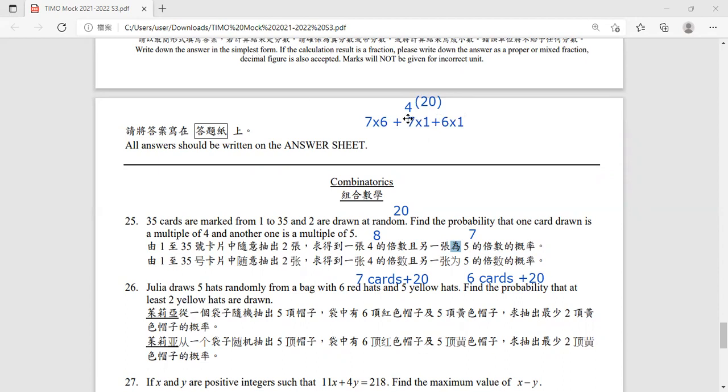The whole thing will be multiplied by 2 because the card can be drawn first or last. And I will divide the whole thing by the number of cards I can draw, which means it's 35 times 34. And then just calculate the answer, and you can simplify the fraction, because the fraction becomes 11 over 119. The 1 stands for you have drawn a 20.